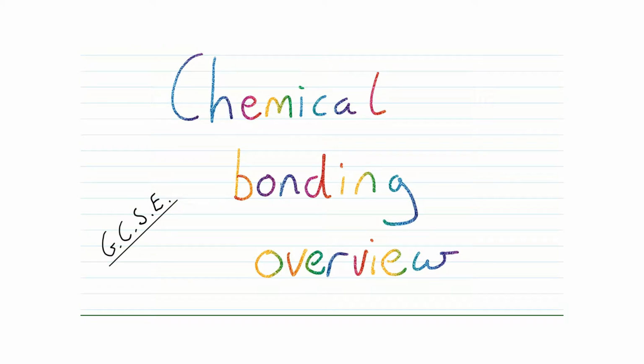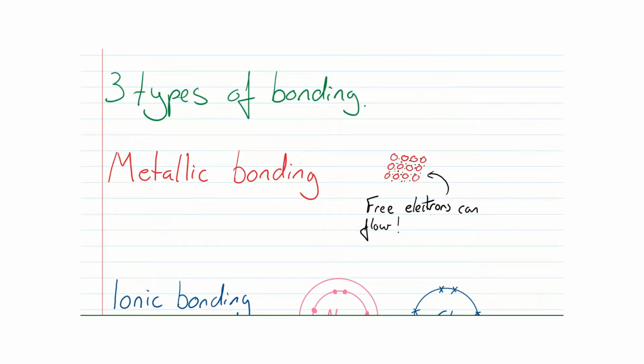This is a very, very quick overview. It's just an overview of chemical bonding for GCSE. There are three types of bonding. The first type of bonding is metallic bonding.